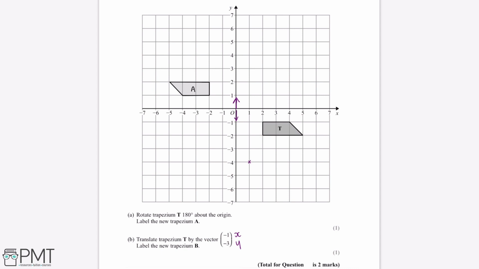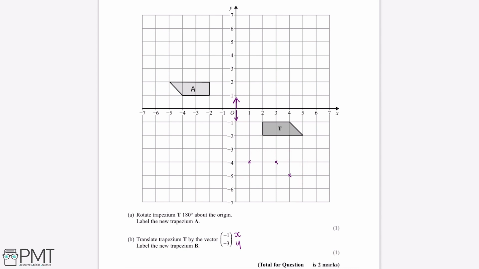So again we'll minus 1 from the x-coordinate and minus 3 from the y-coordinate, and this will give us the coordinate 3, -4. Next, 5 and -2. So minus 1 from the x-axis and then minus 3 from the y-axis, and this will give us 4, -5. And as you can see, we're starting to form a trapezium shape.